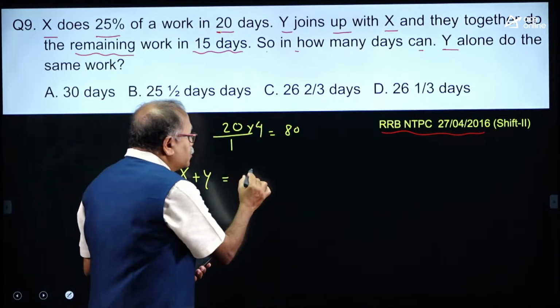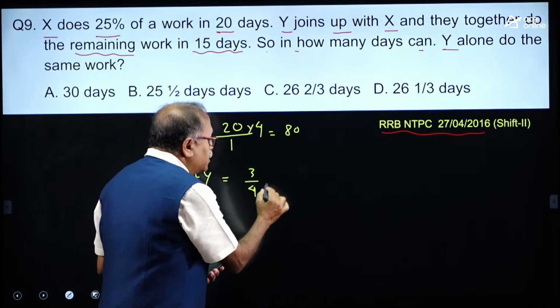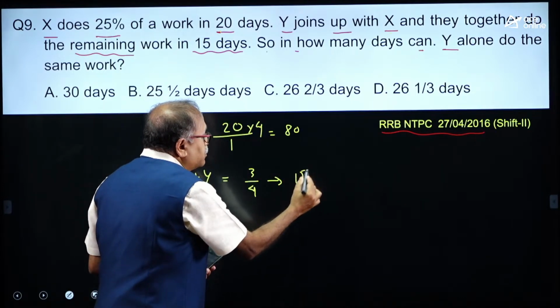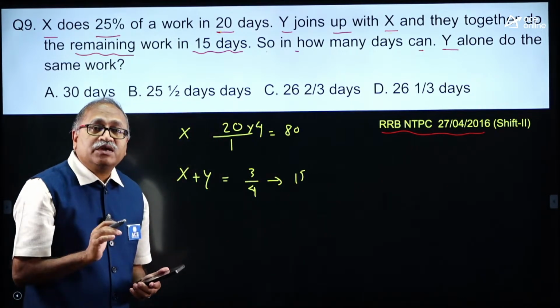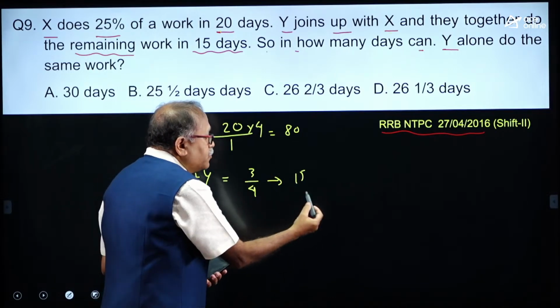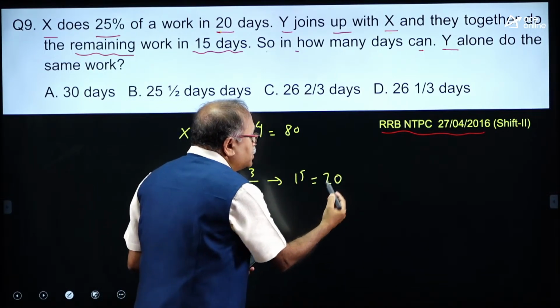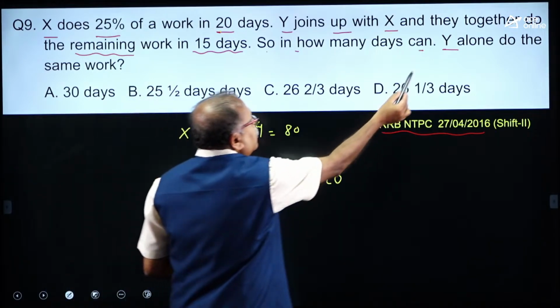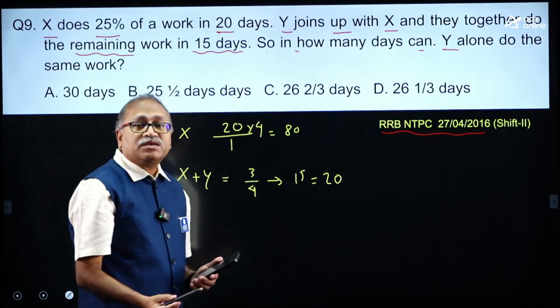So, 3/4 of the work they have completed in how many days? That is 15 days. That means together they can complete one work in how many days? With 3 this gets cancelled, 5 times 4, that is 20 days. Now, the question asked is, Y alone can complete the work in how many days?